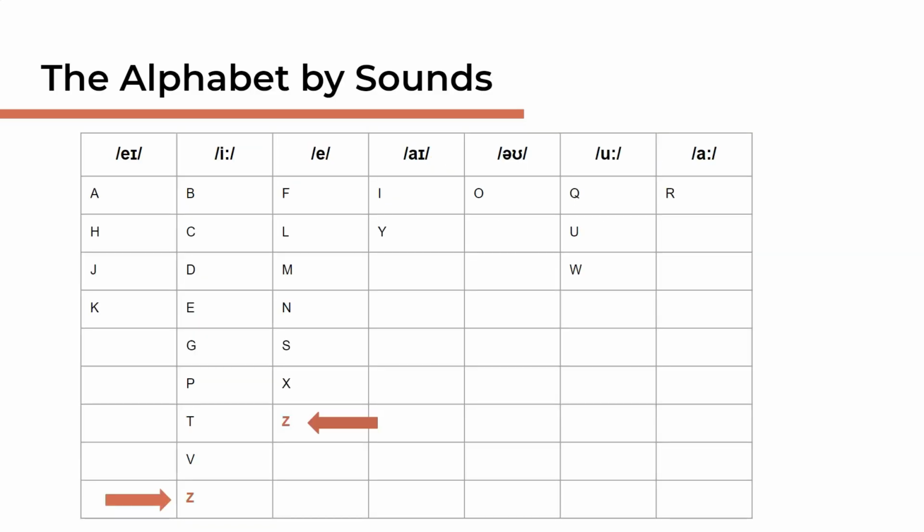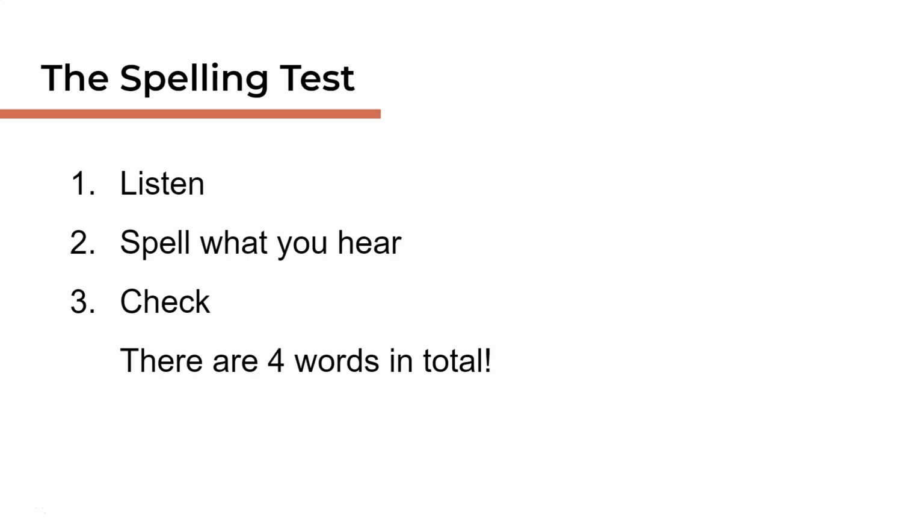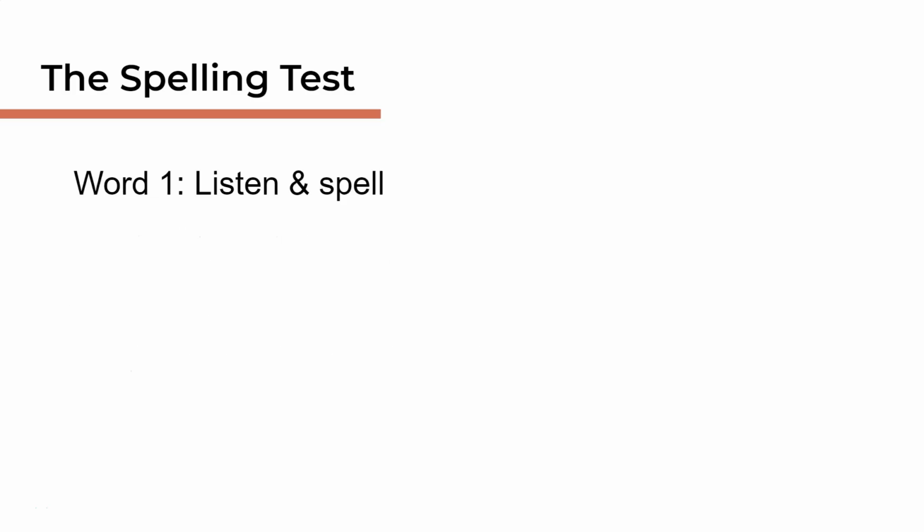Now, in American English, people would call this letter Z. So, Z or Z. Let's do a spelling test. Listen, spell what you hear, then check. There are 4 words in total. Listen and spell.